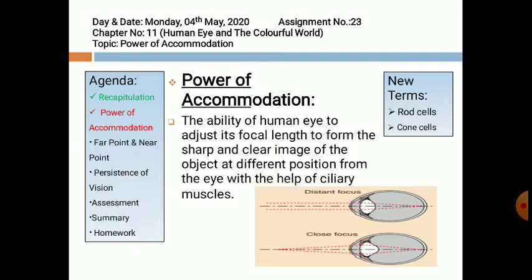But when the object is nearby, we have to put stress on our eyes, and the eye lens becomes thicker. As you can see in the below figure, the light rays incident on the eye lens are now not parallel to each other. After passing through the eye lens, they again meet at the retina. This is done by the power of accommodation of the eye with the help of ciliary muscles.